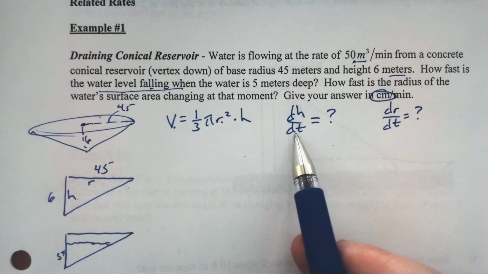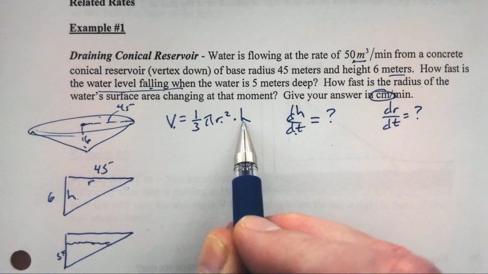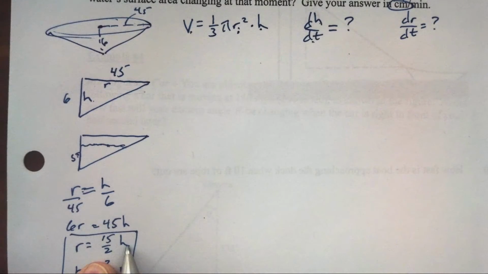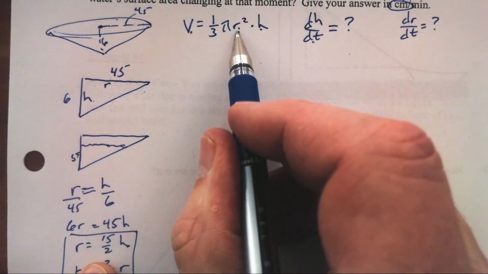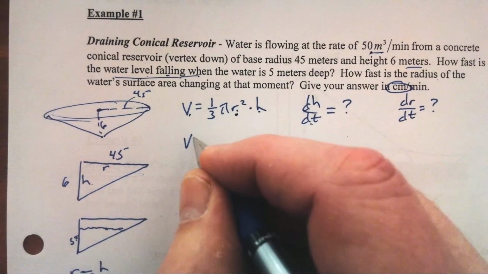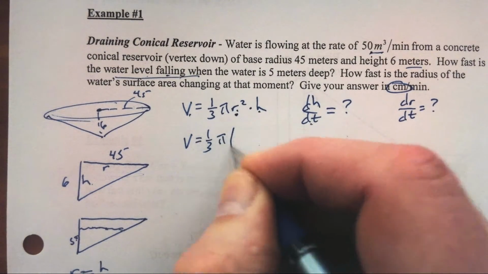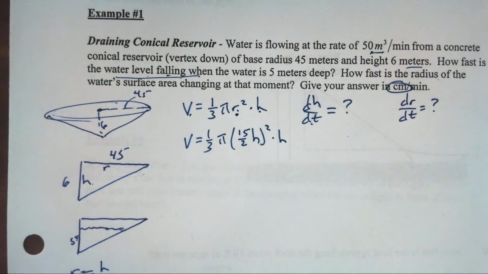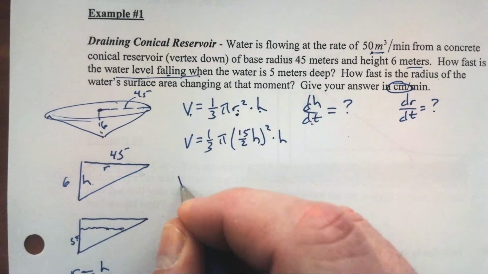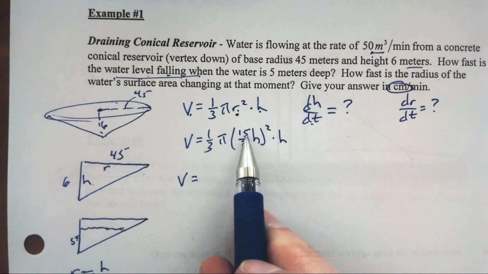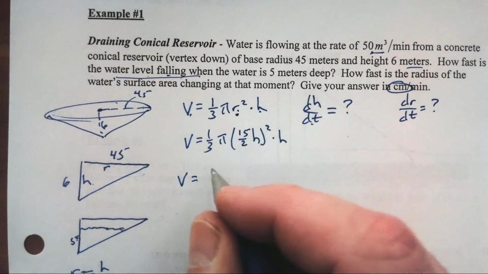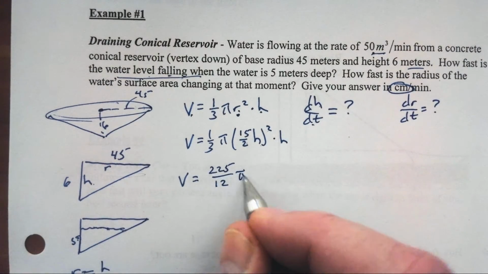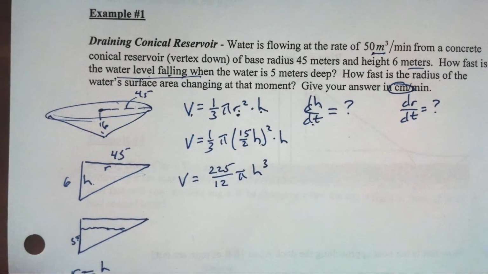Okay, since they asked for dh/dt first, I love having an H in here. I wish I didn't have R's. So since R is 15 halves H, R can be replaced by 15 halves H, and I would get volume equals 1/3 pi times 15 halves H squared times H. Let's clean that up a little bit. I get volume equals, let's see, 15 squared is 225, 2 squared is 4, times 3 is 12, 225 over 12 pi H cubed.